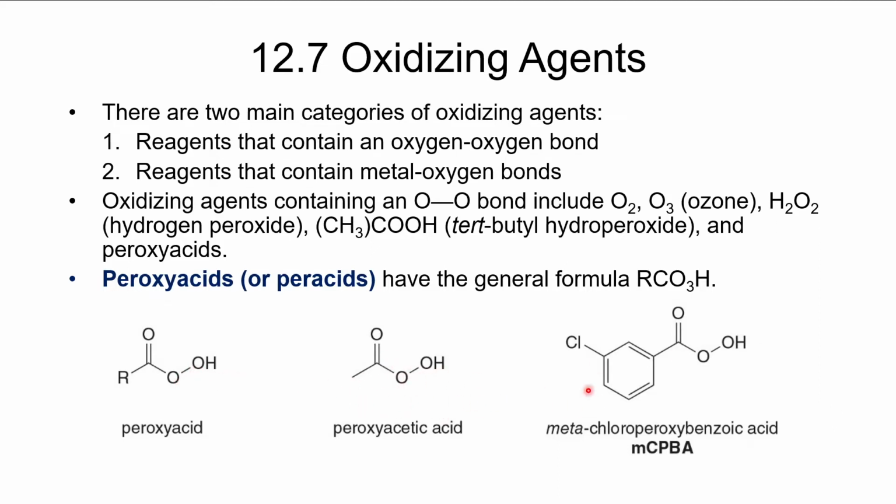Two commonly used peroxy acids that we'll see are peroxyacetic acid and metachloroperoxybenzoic acid. So these two are used. These have different solubilities, so that's a big reason why you'd pick one over the other, is solubility in your solvent.